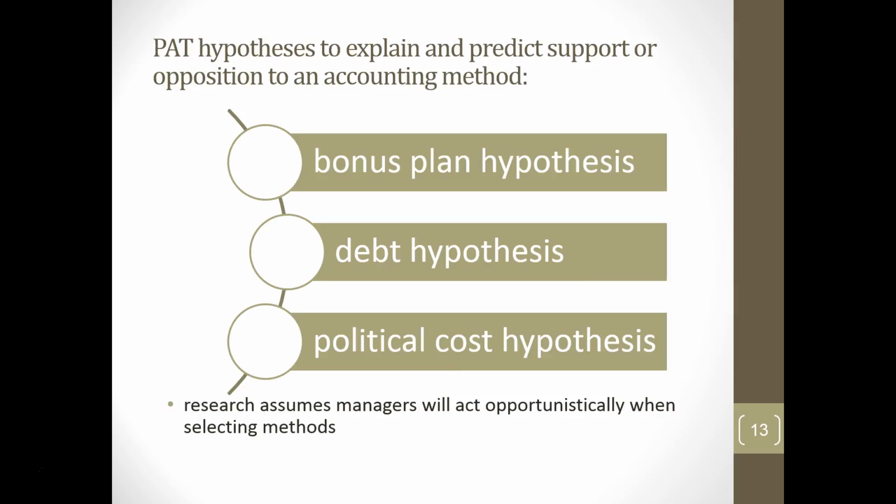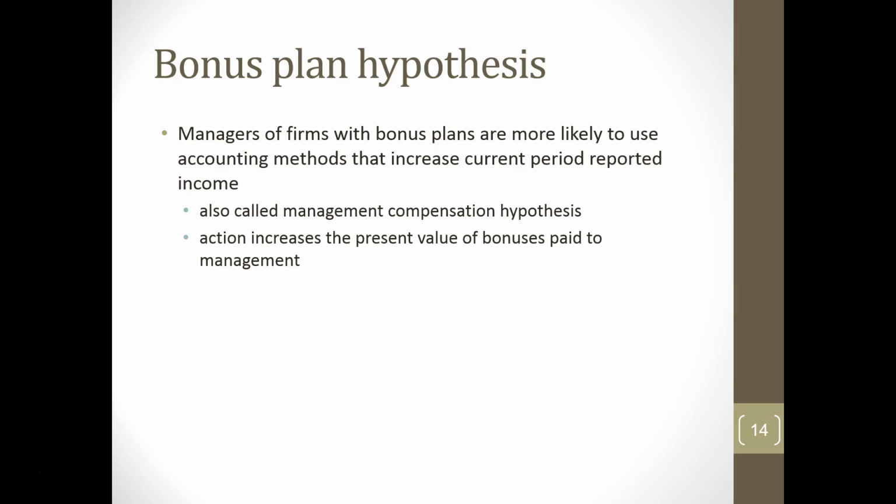So PAT, we can see here, has three underlying hypotheses: the bonus plan hypothesis, the debt hypothesis, and the political cost hypothesis. These three hypotheses go on to explain or predict what accounting method a manager might select. And we'll go through each of them in turn.